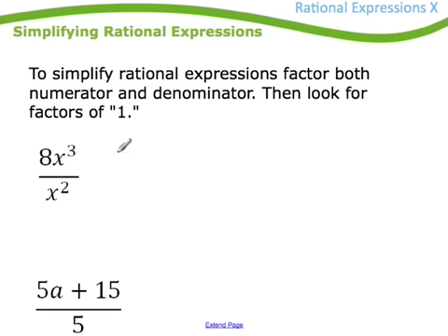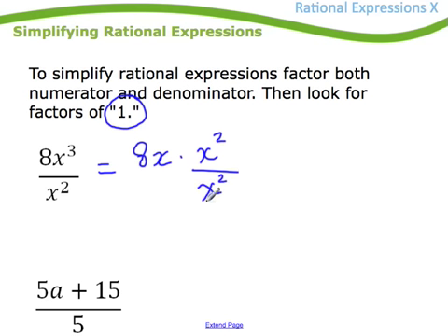So here's what I'm wanting to do. I'm wanting to take each of these expressions and simplify them. Now to simplify them, what I'm doing is I'm looking for factors of 1 that I can take out. I look here and I see, well, both of them have an x squared. This top one's got an x cubed, that's at least x squared, and this one has an x squared. So I could rewrite this like this. 8x times x squared over x squared.